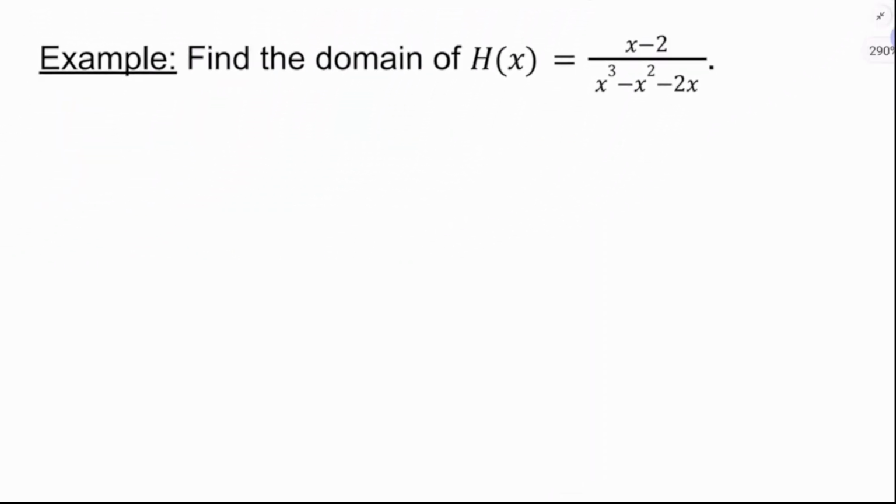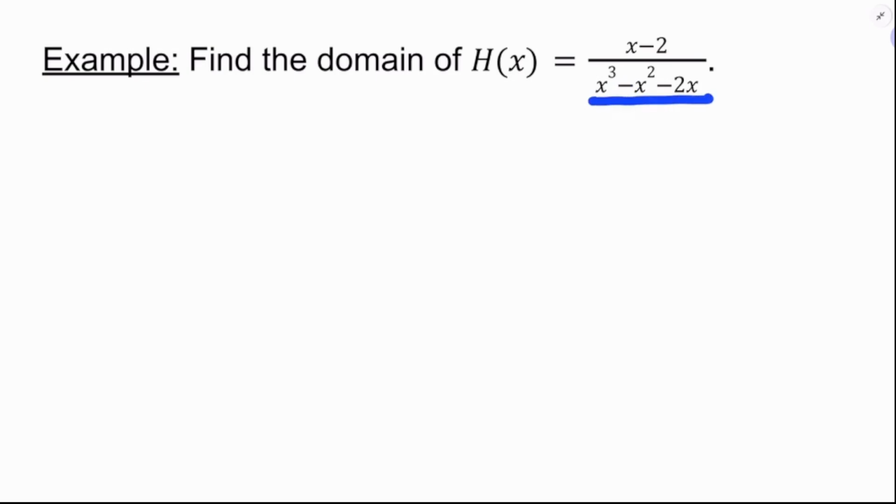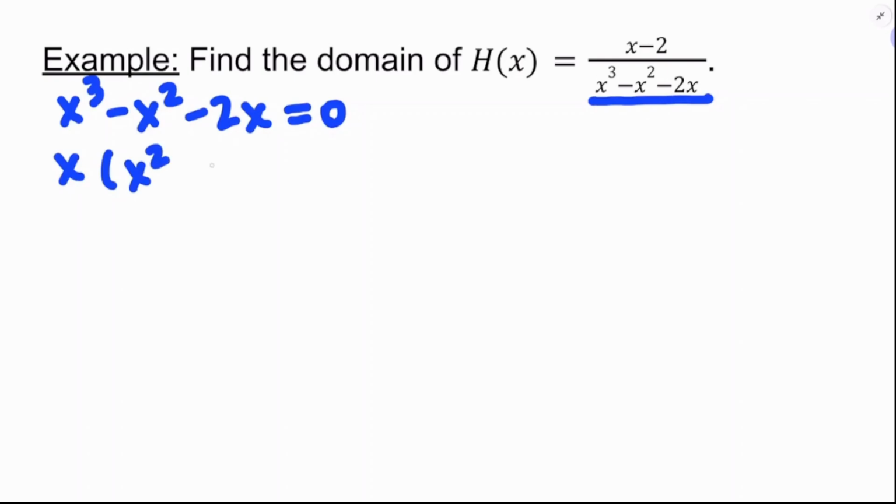So find the domain of h. So what we really need to make sure is that h is not causing division by 0. So we're going to look at the denominator, and we're going to find the zeros of the denominator. So x to the 3 minus x to the 2 minus 2x. I'm going to figure out when that equals 0. Okay. And I'm going to factor that. I'm going to get a familiar polynomial. See, I'm not that creative.